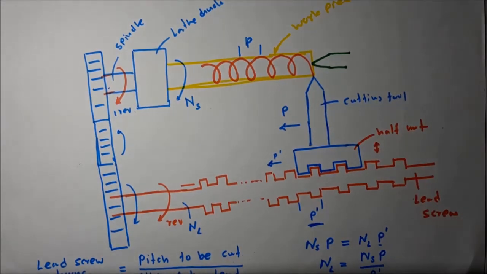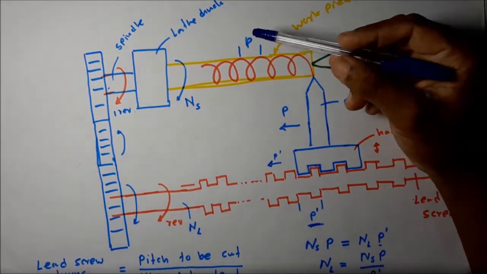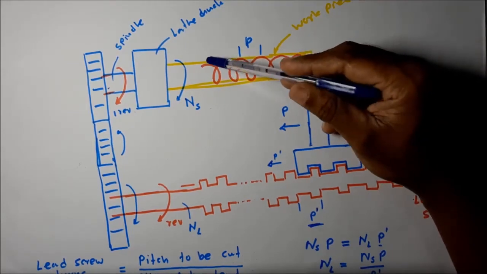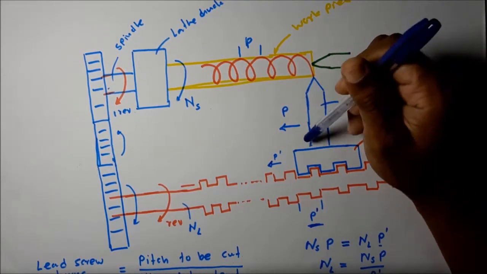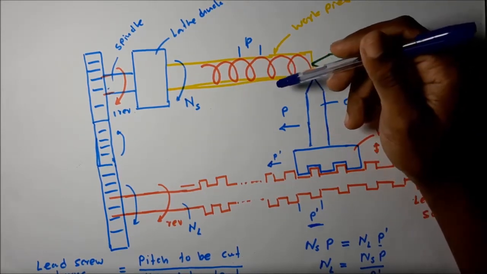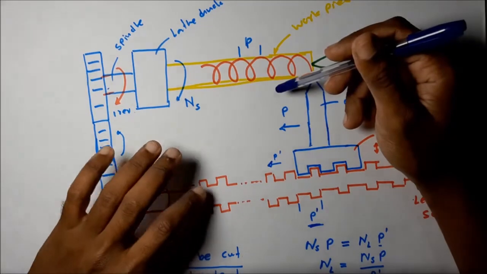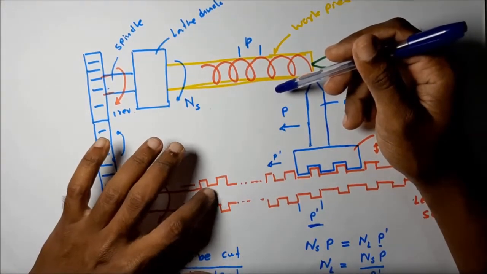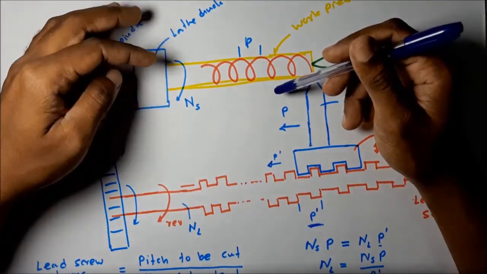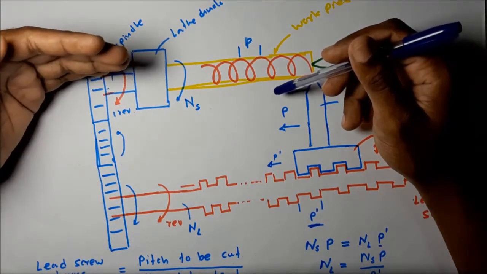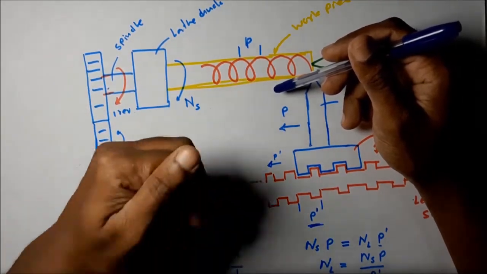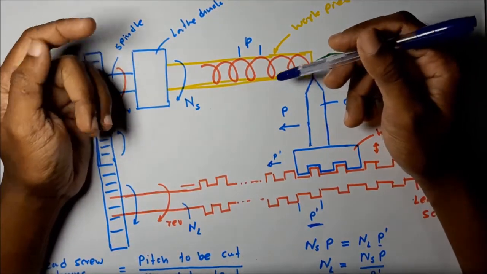What is the relationship we have to develop in thread cutting operation? For one revolution of the spindle, that means for one revolution of the workpiece, the tool has to move by the pitch value. That is done by using the lead screw and the gear train. We develop the connection between the spindle shaft and the lead screw shaft through the gear train, the simple gear train and the compound gear train.